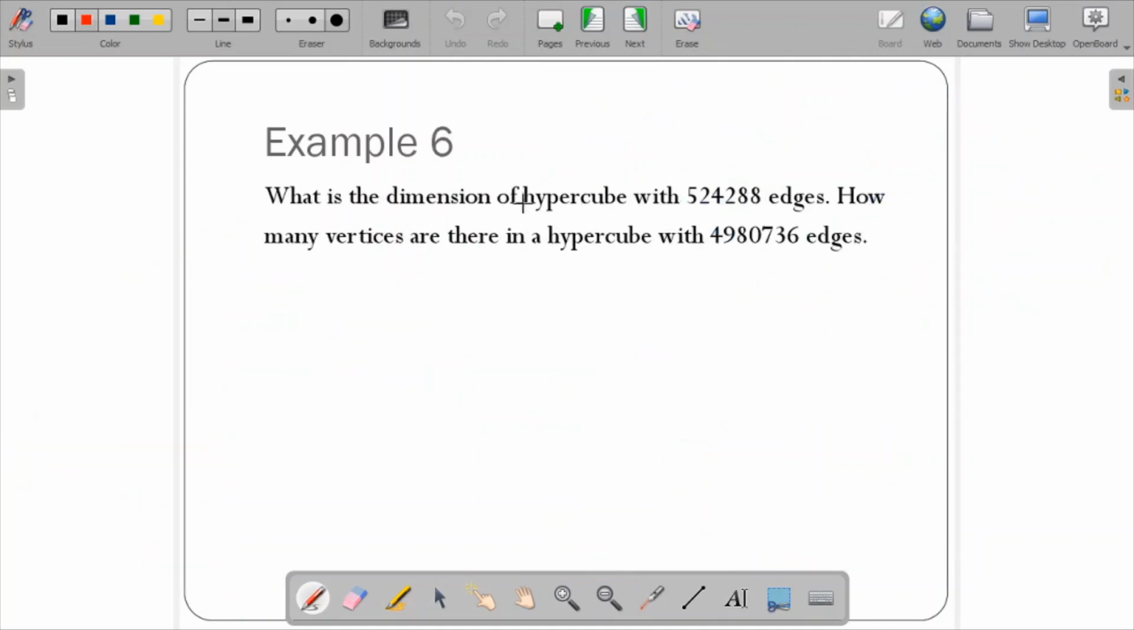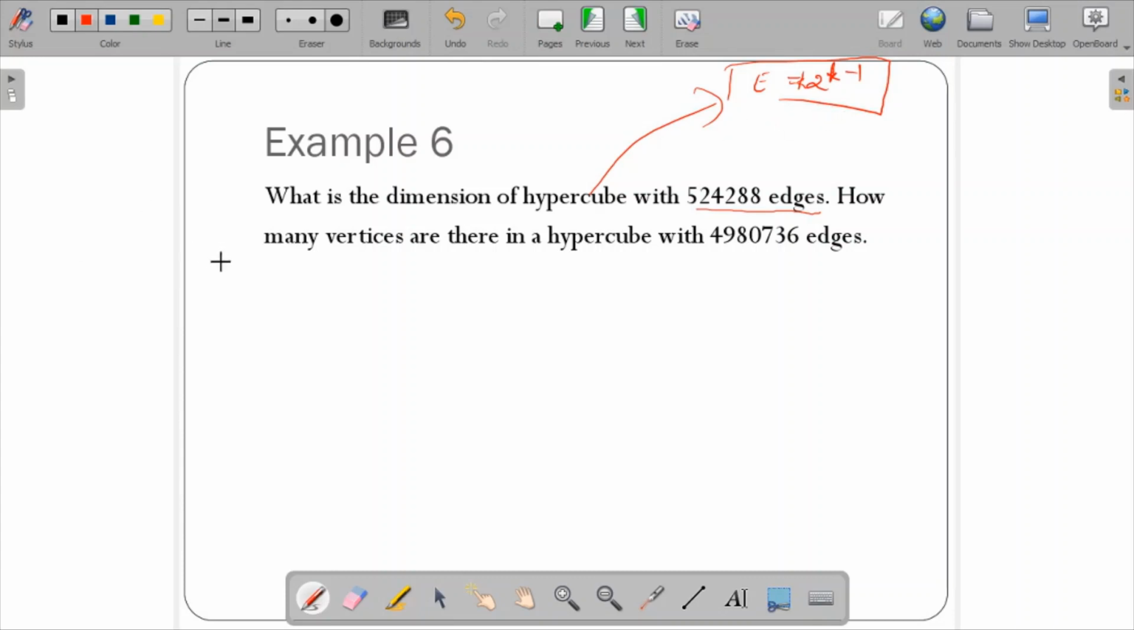Example 6: what is the dimension of the hypercube with 524,288 edges? You know the formula for edges in a hypercube is k into 2 to the power k minus 1. He has asked us to find the dimension. For a k-dimensional hypercube, the number of vertices is 2 to the power k and the number of edges is k into 2 to the power k minus 1. So given the number of edges, we have to find the dimension.